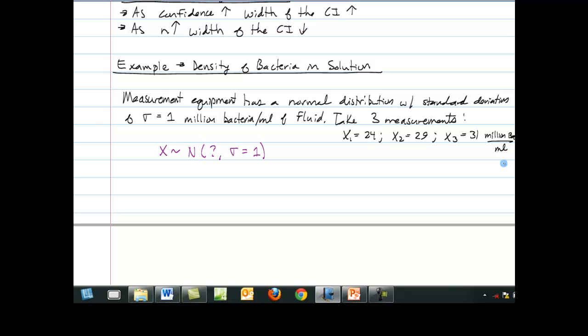Okay, so now if you go ahead and calculate X bar, it would be 24 plus 29 plus 31 divided by 3. You would get 28. And again, this is million bacteria per mL.